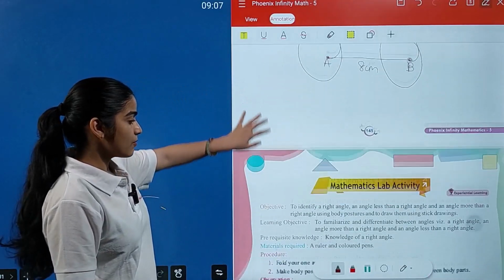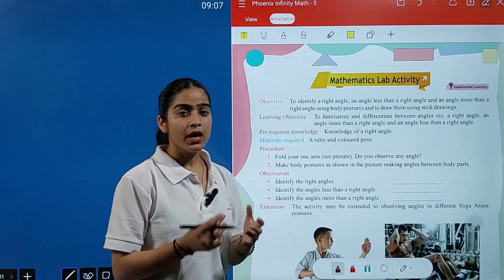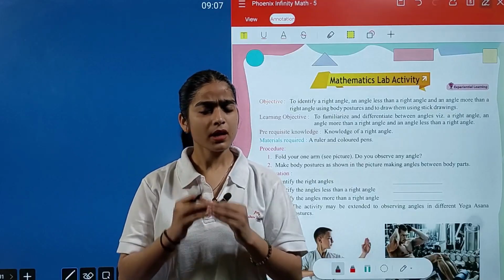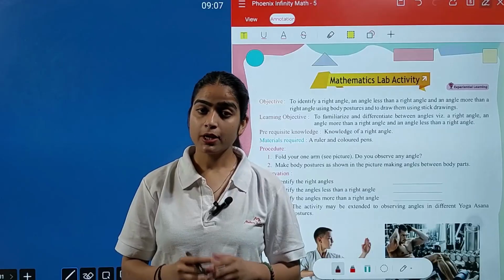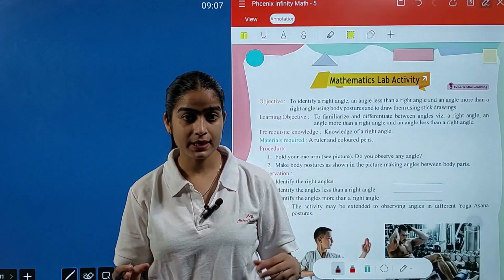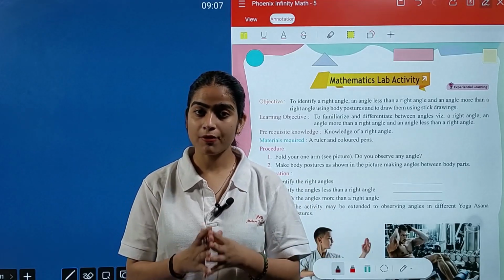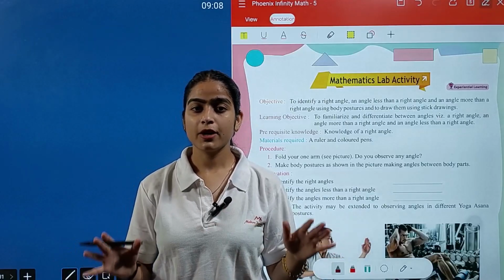Okay students, now we move forward and you have your mathematics lab activity which you have to perform in your maths lab. So this is the end of your chapter. I hope you understood it very well. If you have any kind of doubt in a particular concept, you have to first revise it and then do some questions related to that particular concept. After that you will feel you have clarified all your doubts.